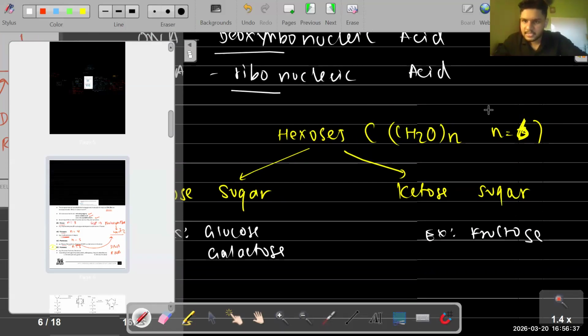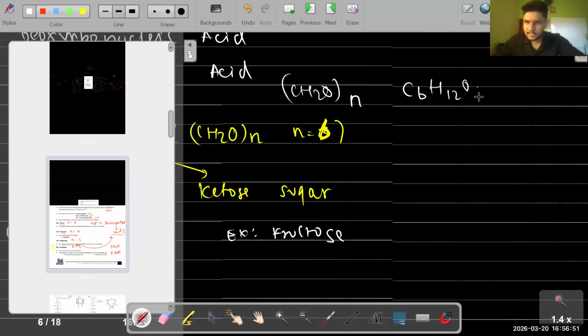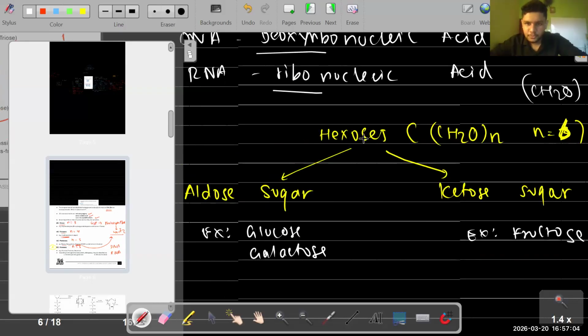Now if you see here, CH2O n, right? So if n is 6, it will have a chemical formula like this: C6H12O6. Correct, right? Am I right or no? Yes. So hexose means a sugar that contains six carbon atoms.